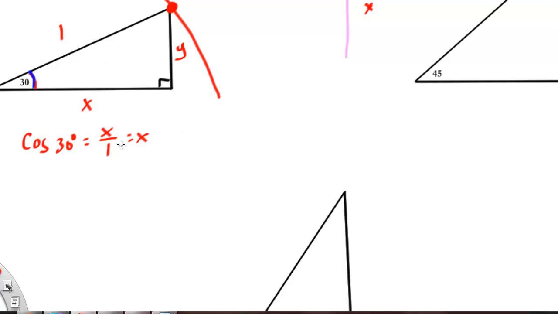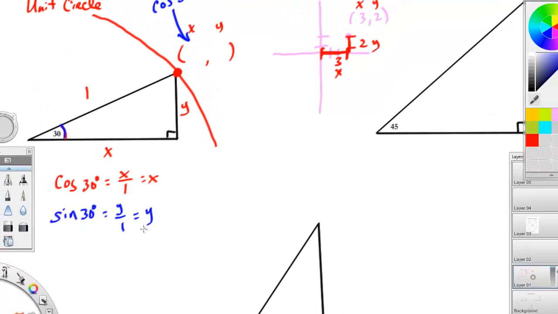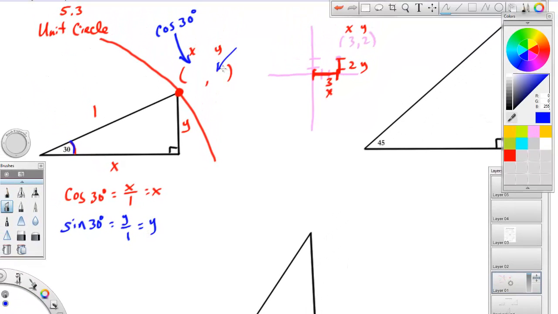The opposite over the hypotenuse is the sine. So the sine of 30 degrees equals y over 1, which is equal to y. So this y value is the sine of 30 degrees. And in fact, for any point along this circle, it's the cosine of whatever angle and the sine of whatever angle. That is what these points are.